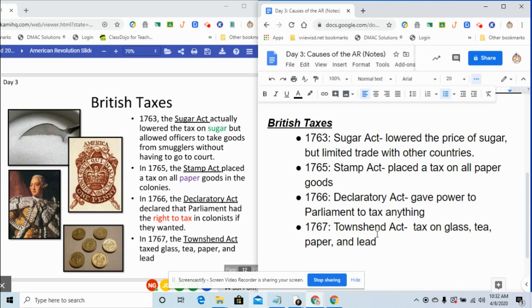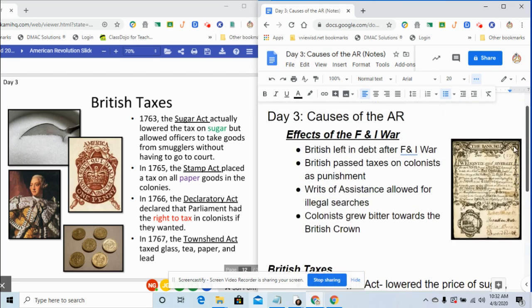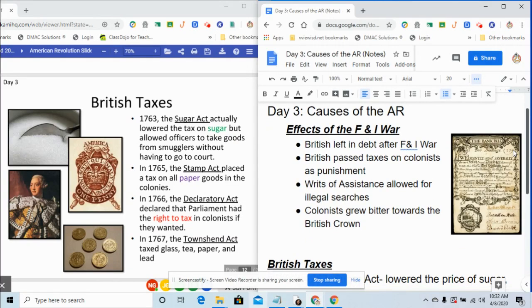But anyway, 1767. So here we have all these taxes going on, which are going to aggravate and upset the colonists even more to the point where they're going to want to go ahead and declare their independence from Great Britain, especially since the king has been ignoring them and they've experienced salutary neglect.